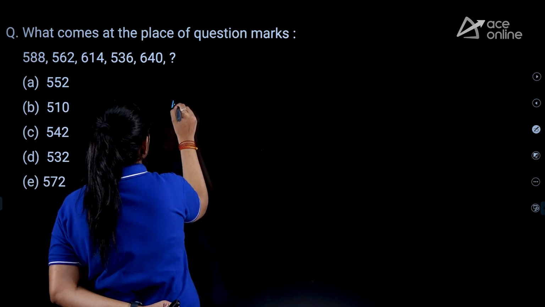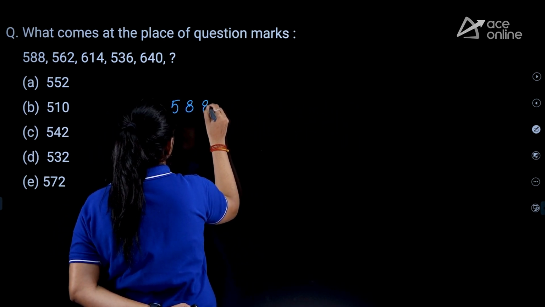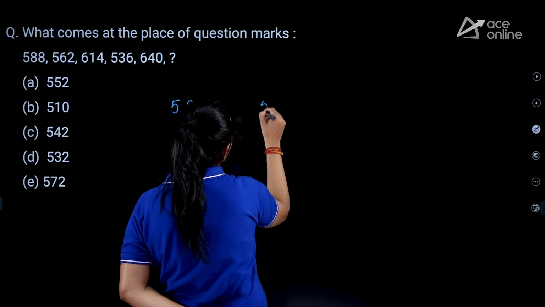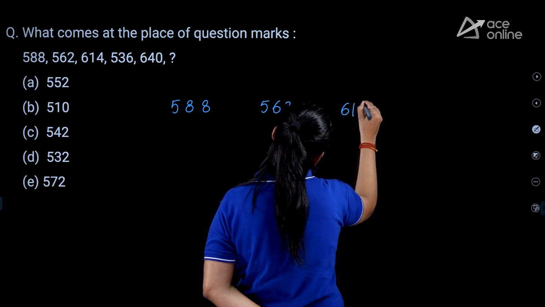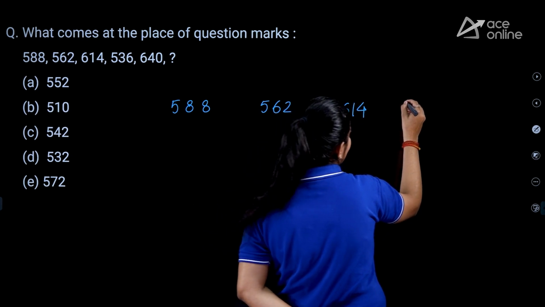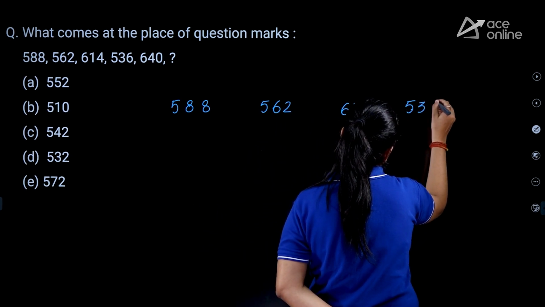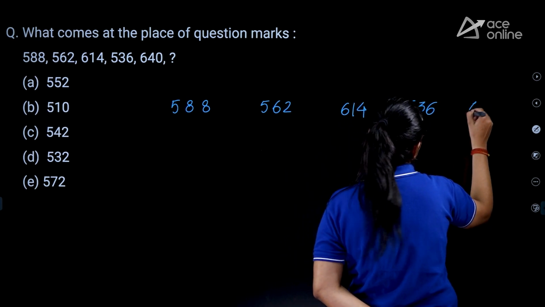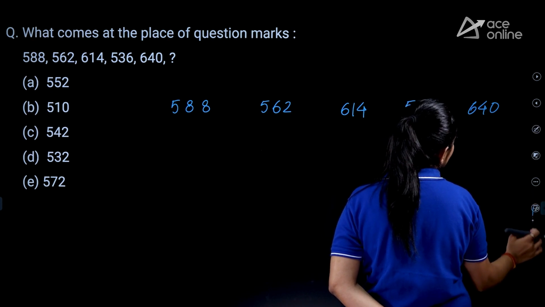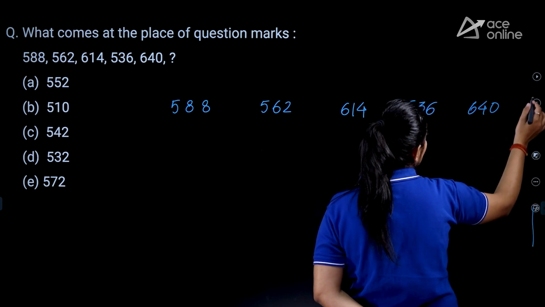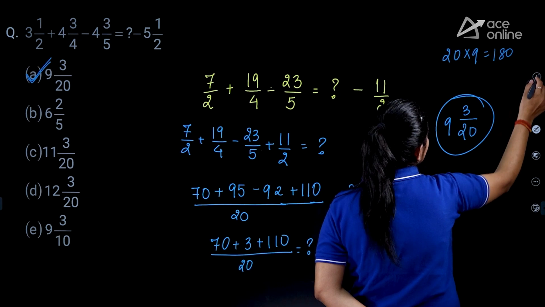So here I have 588, after that 562, after that 614, after that 536, after that 640. And I have to determine the value of this particular thing.